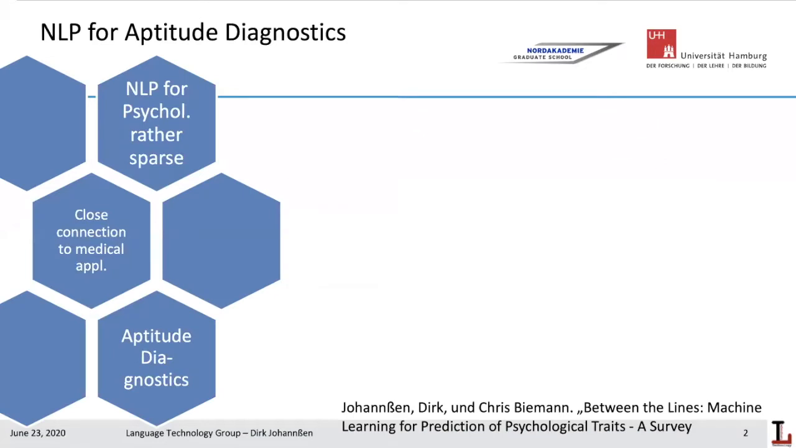The research field of natural language processing for the assessment of psychological text data is rather sparse. It often is closely connected to the medical application domain. Whilst this domain is impactful for human lives, data is hard to come by. Same goes for aptitude diagnostics.